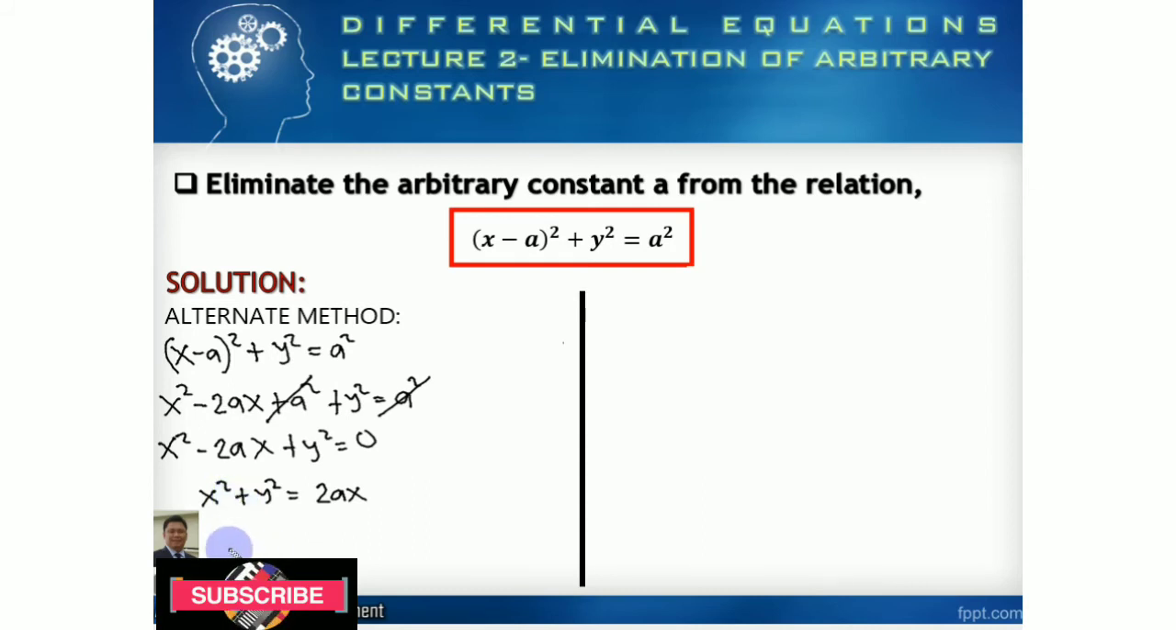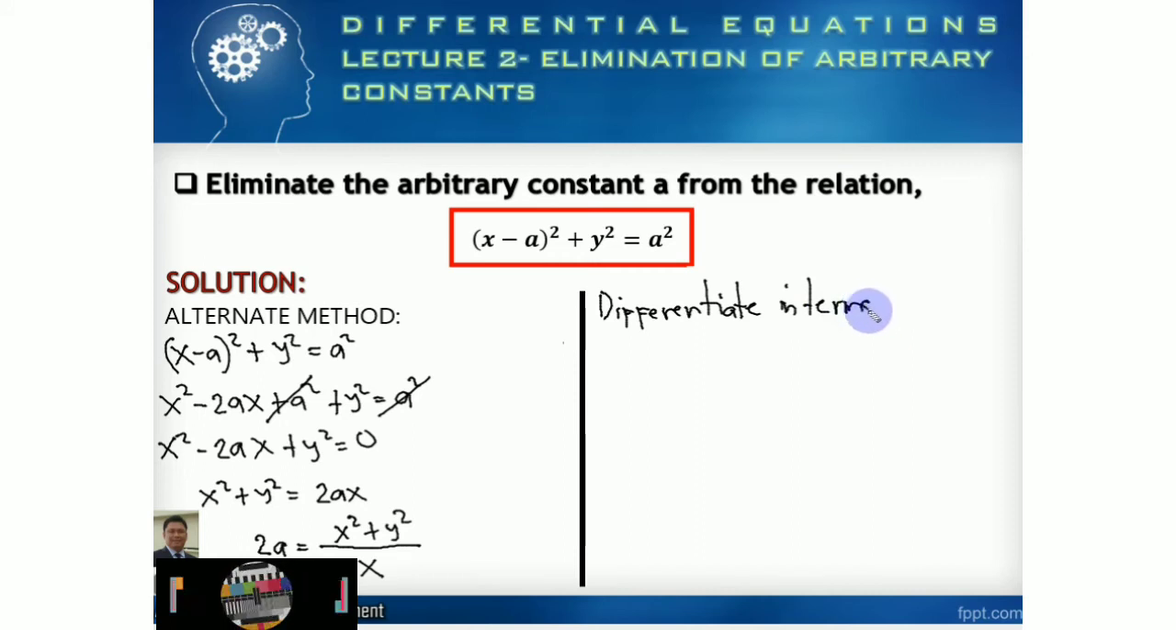Okay, where our 2a then is just equal now to x squared plus y squared all over the x. Okay, so we are going to differentiate in terms of, or with respect now to, y.